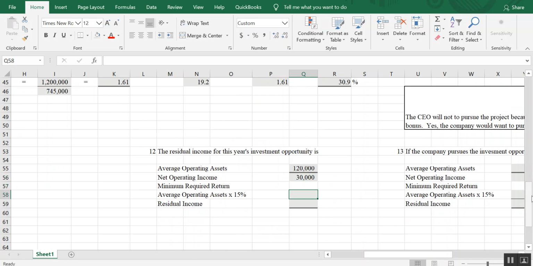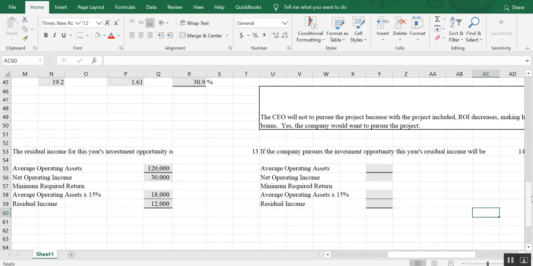Then we have a calculation of the minimum required return. So we're going to take the average operating assets of 120,000 times 0.15, or 15%. We get $18,000. So we have residual income of 30,000 minus 18,000, or $12,000. Okay, so that is the residual income for the project alone.